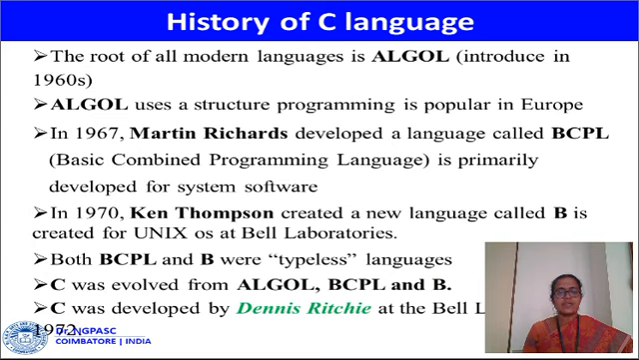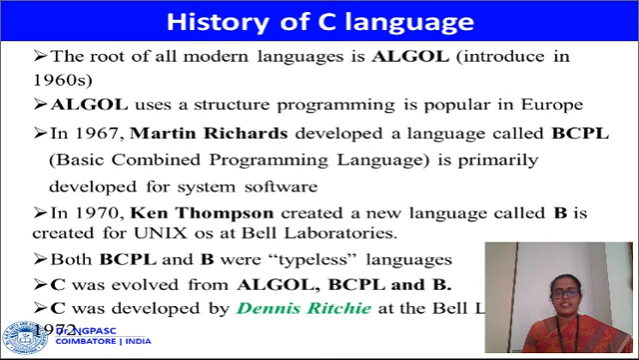The root of all modern languages is ALGOL, which was introduced in the 1960s. ALGOL uses structured programming and is popular in Europe. In 1967, Martin Richards developed a language called BCPL, whose expansion is Basic Combined Programming Language. This was primarily developed for system software.